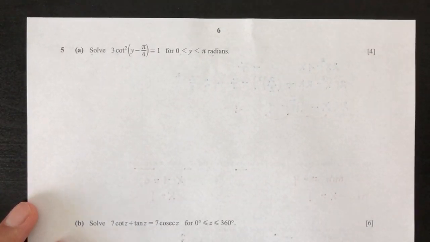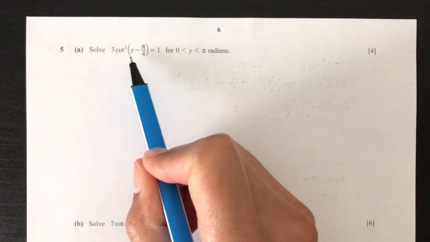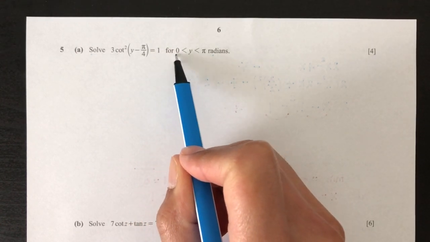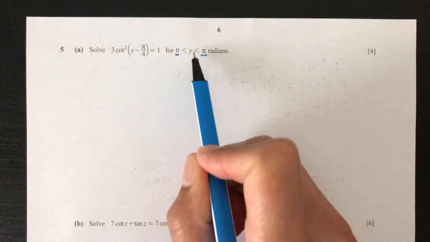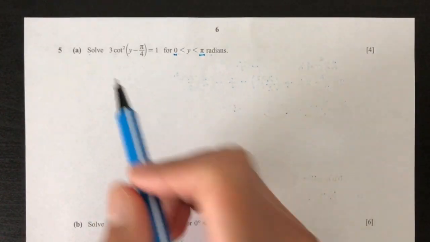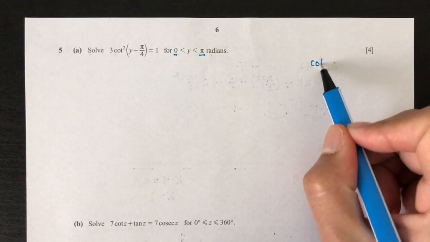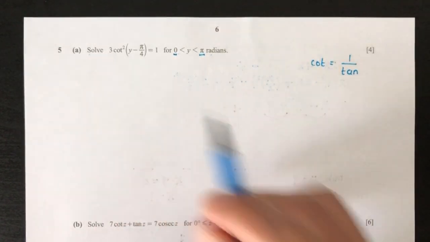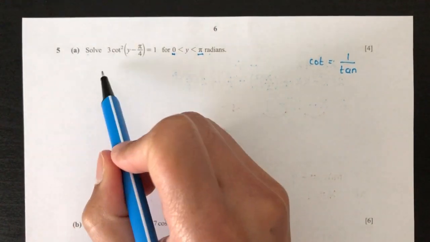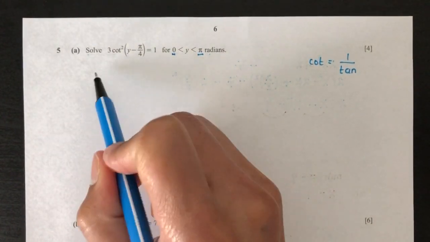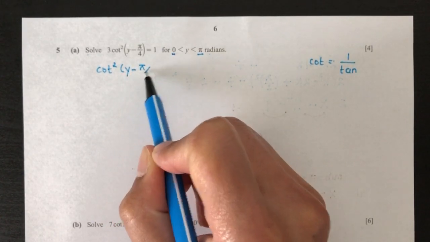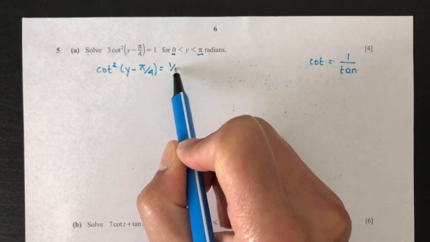Now question number 5, we have to solve this equation: 3 cot squared of y minus pi over 4 minus 1, from 0 to pi radians for the value of y. So the first step is to know what cot is. Cot is 1 over tan. That is what you need to know to solve this equation. So let's send 3 over here. You will have cot squared of y minus pi by 4 equal to 1 over 3.